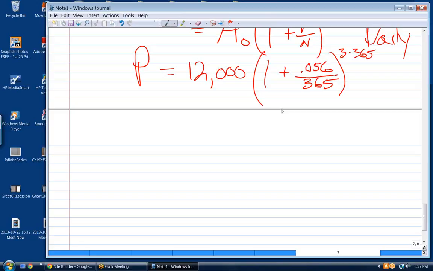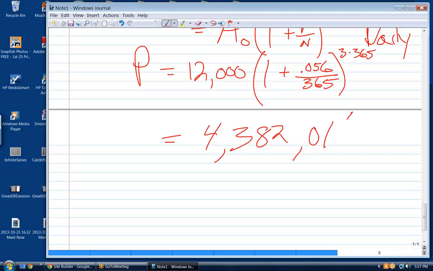The number I got was 4. What did you get? I got 4, multiplied by 12,000. What number did you get? I got 4,382,016. So, does that make sense? Did I plug it in right though? No, it doesn't really make sense. If you invested 12,000 and took it down to the bank, no way it's going to turn into 4 million in 3 years.